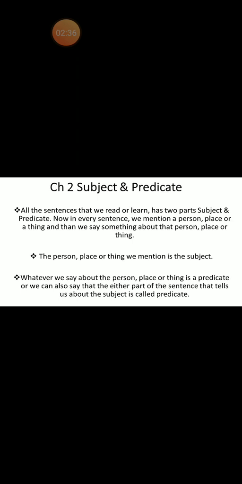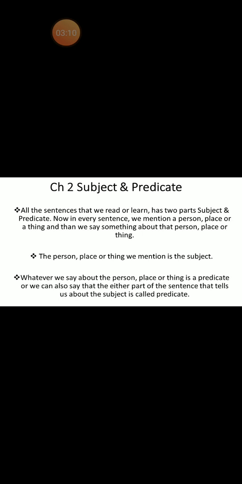Or we can also say that the part of the sentence that tells us about the subject is called a predicate. See, the first part of the sentence is your subject. And the second part of the sentence which tells you about the action of the subject is called a predicate. See, for example, if I say that the fishermen are catching fish, what am I saying? The fishermen are catching fish.